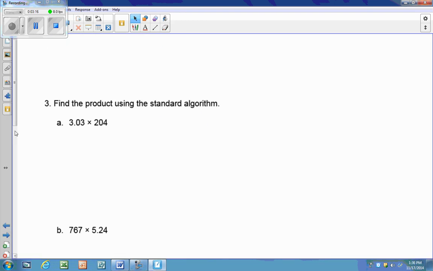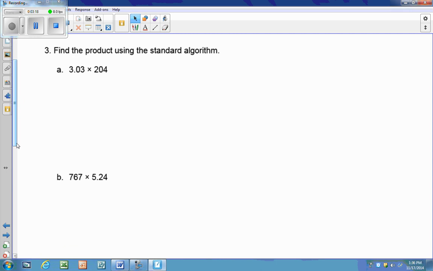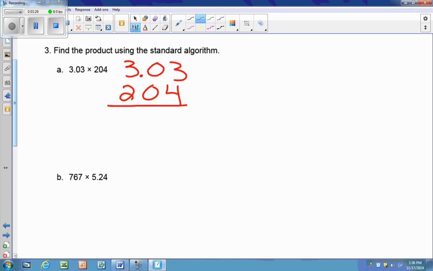Question 3. It says to find the product using the standard algorithm. This goes right back to what we were just talking about. We just have to solve. We can estimate if we want. We don't have to. I do not line up decimals.